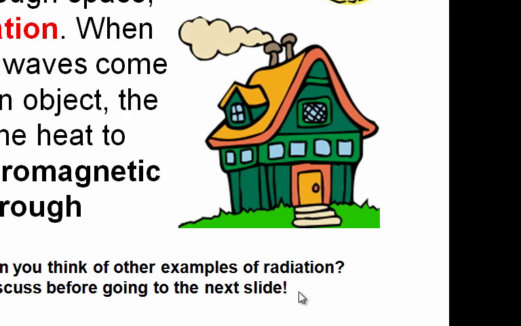Can we think of other examples of radiation? Take a moment again to discuss this amongst yourselves. Examples of radiation might include a campfire, a microwave oven, or a light bulb.